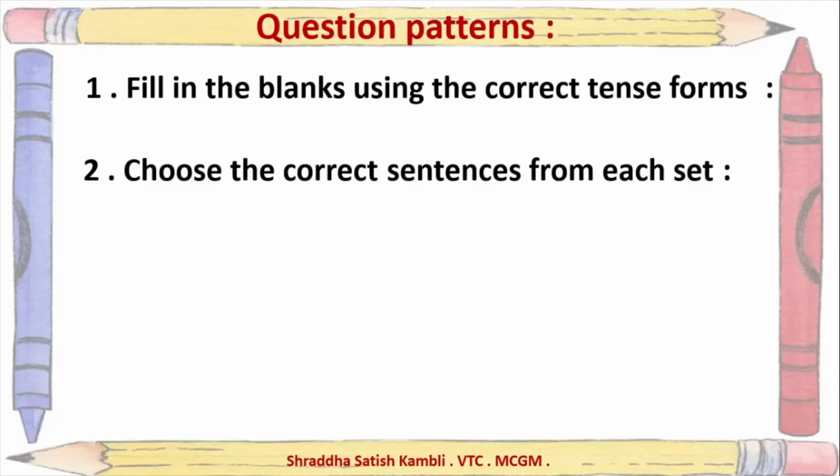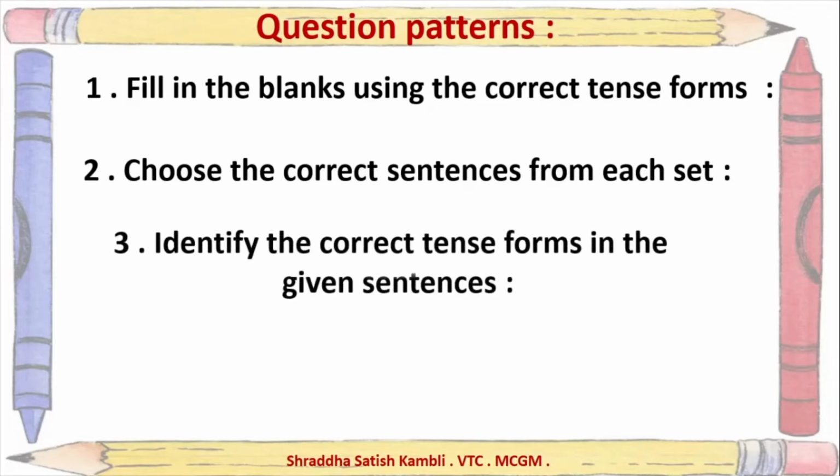So there will be a set of sentences. There will be 4 sentences because we are given 4 choices, right? Out of the 4 sentences, 1 will be correct. The other 3 will be incorrect. So you have to choose which sentence is correct. Then you have to identify the correct tense forms in the given sentence.